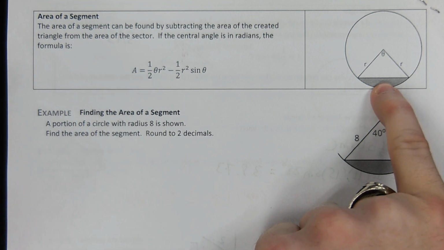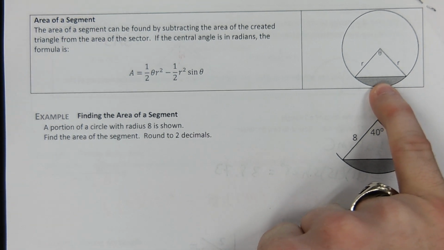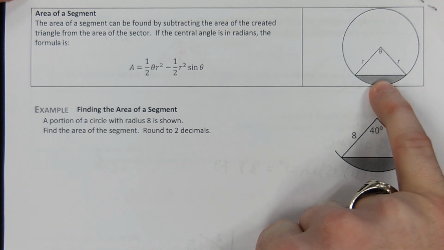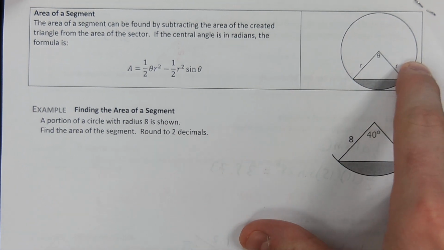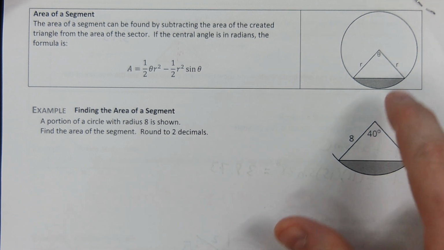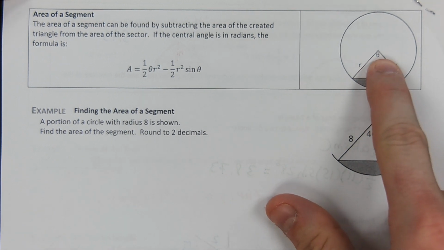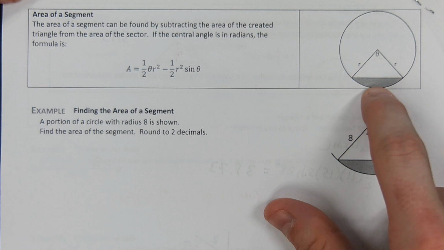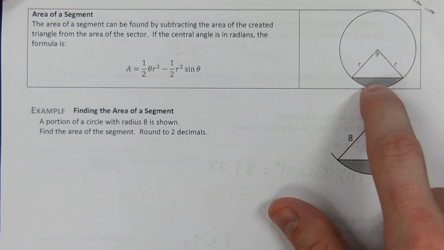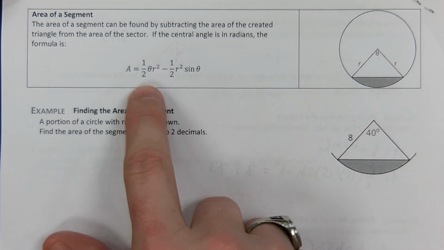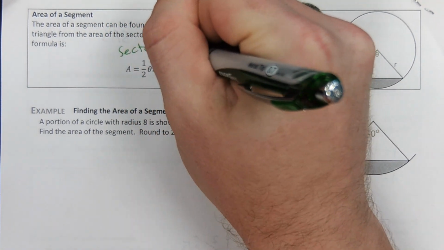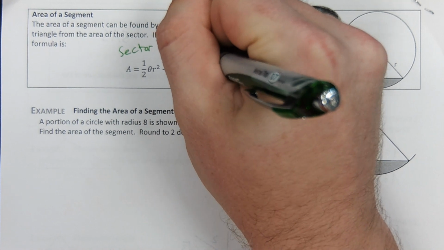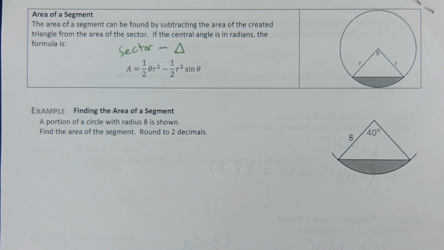This shaded thing is a segment, like I said at the very beginning of the lesson. And since we now know how to find the area of a sector, and we know how to use trigonometry to find the area of a triangle, all we have to do is subtract to get the area of this segment. This formula says find the area of the sector and subtract the area of the triangle. I hope that that's common sense why that works.